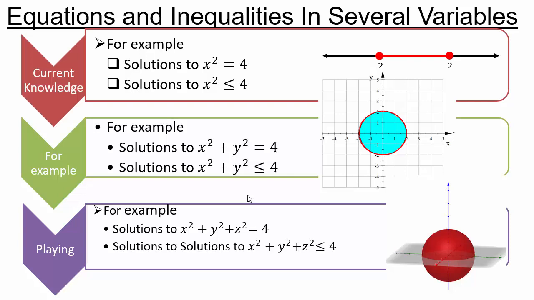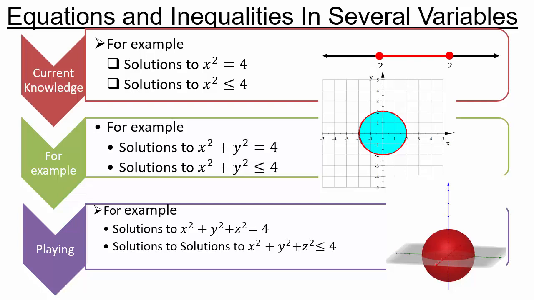What about the inequality x squared plus y squared plus z squared less than or equal to 4? That will give you all points inside the sphere, because all of those points are less than 2 units away from (0, 0, 0). Anything on the outside of the sphere will have a distance greater than 2, so they will not be solutions to that inequality.